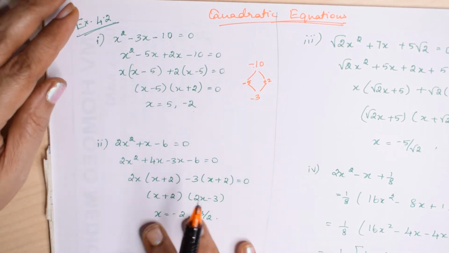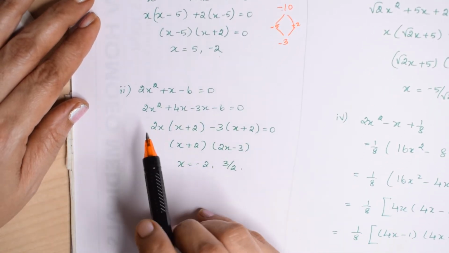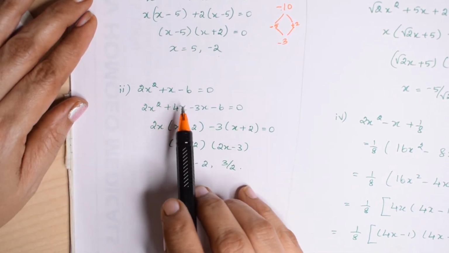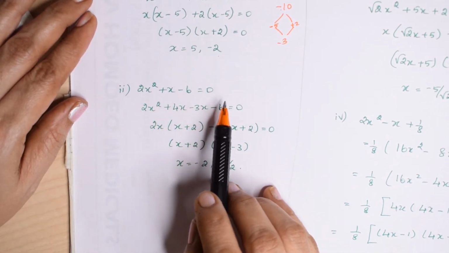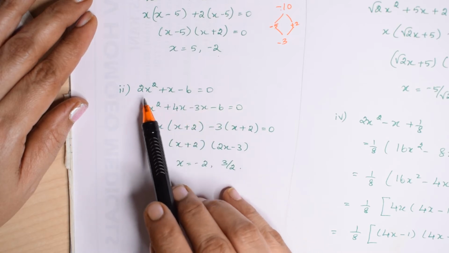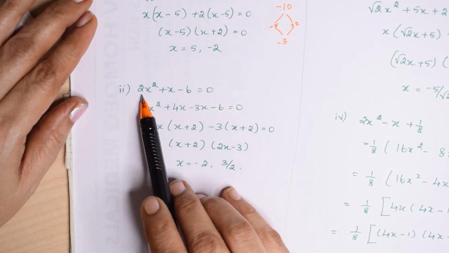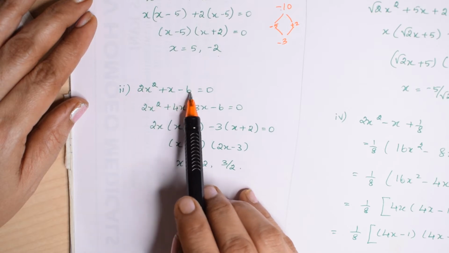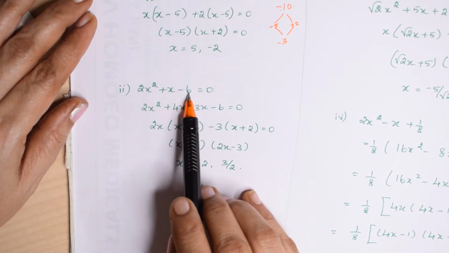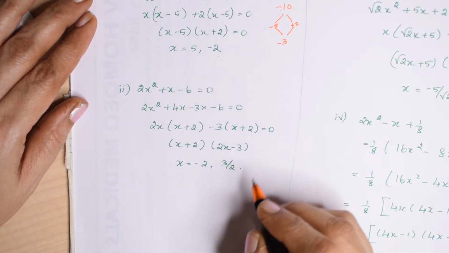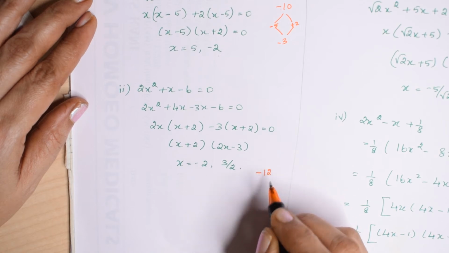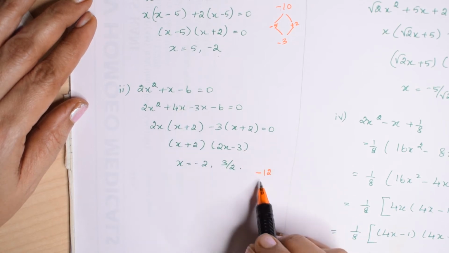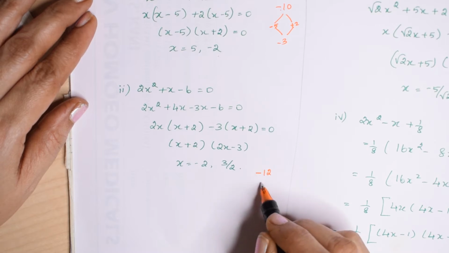Okay. Then the second sum, 2x square plus x minus 6 is equal to 0. Here we see that x square has got a number before it. So this 2 will be multiplied to the product. 2 sixes are 12. So I want a number minus 12. Minus 6, so minus 12. Please take care about the plus and the minus signs. So the product of the two numbers should be minus 12.